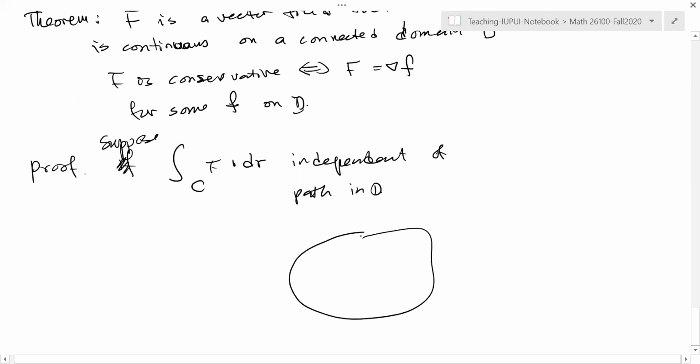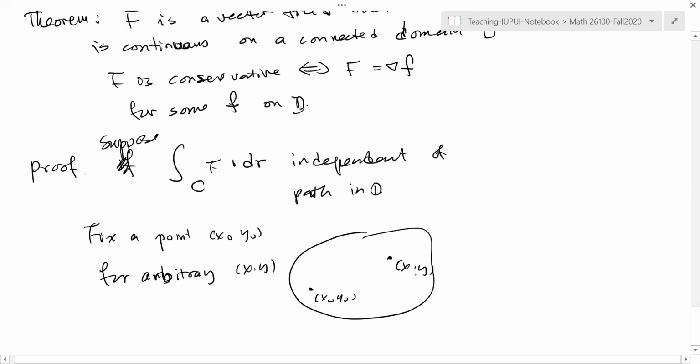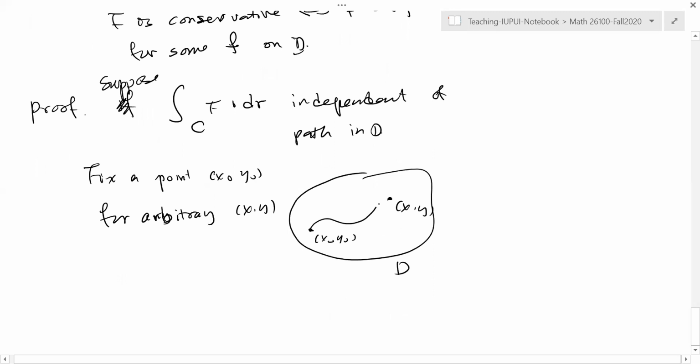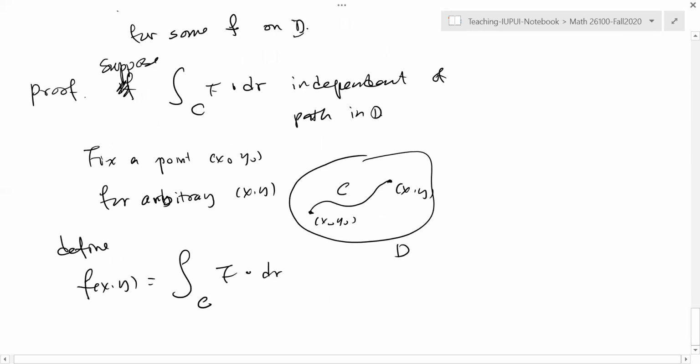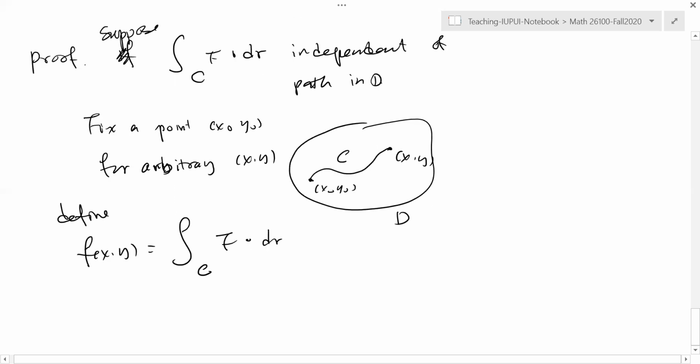First of all, you fix a point (x0, y0). Then for an arbitrary point (x, y), since the domain D is connected, you can take a path C. Then I define f of x to be the line integral along C from this fixed point to that point. Now it's well defined. Why? Because you already know it's independent of path. So there is at least one path, and it doesn't matter which path you choose, you will get the same value. And this is the function you are looking for.